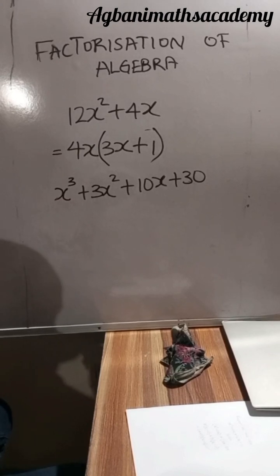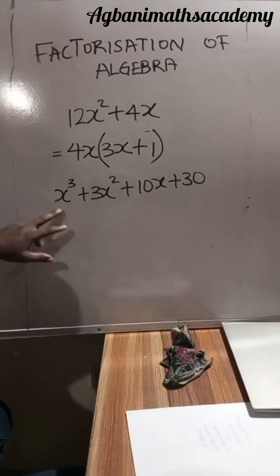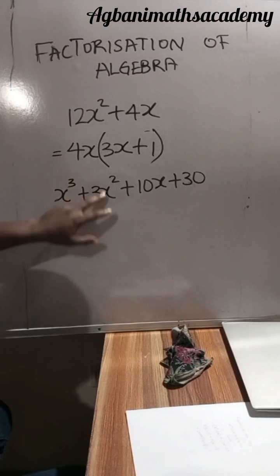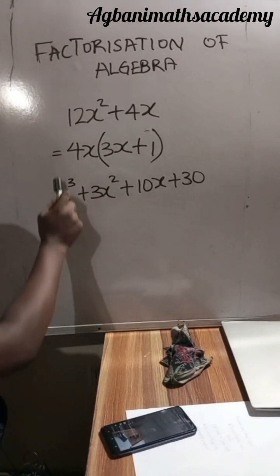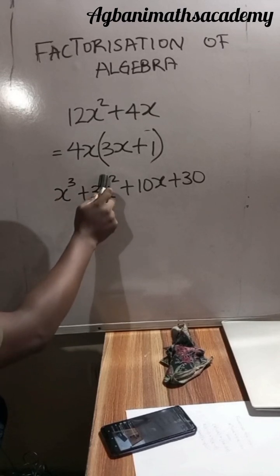For you to pick a group, you must make sure that they have something in common. If they don't have something in common, then you cannot pick them as a group. So let's look at x raised to power 3 and 3x raised to power 2. Do they have something in common?